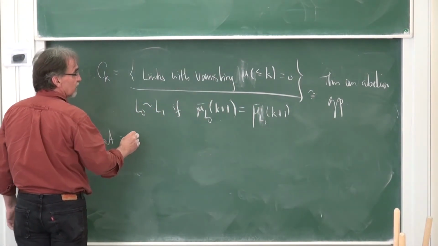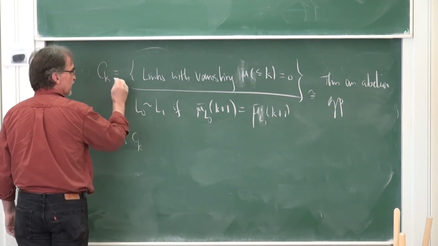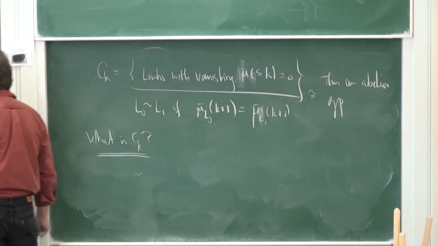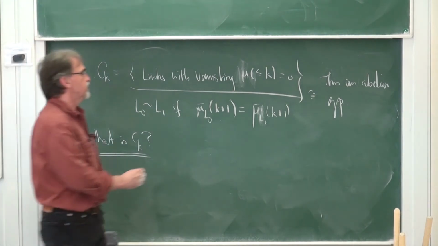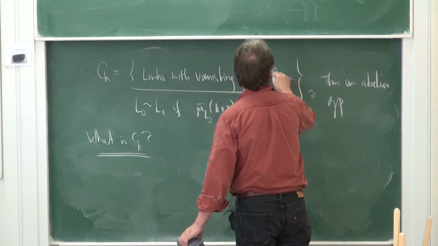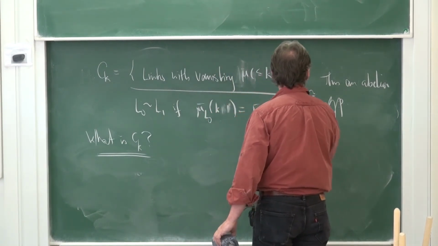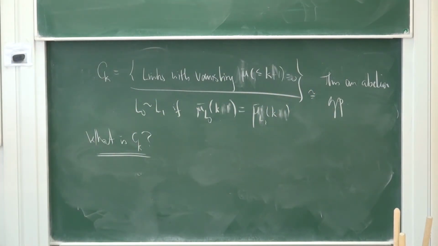What is C_k? I guess we should call that C_k. Maybe I want to shift this by 1 here. Let's do k minus 1 is 0, and then this is length k. And that's what we'll call C_k. So what is that group? It's a good question.